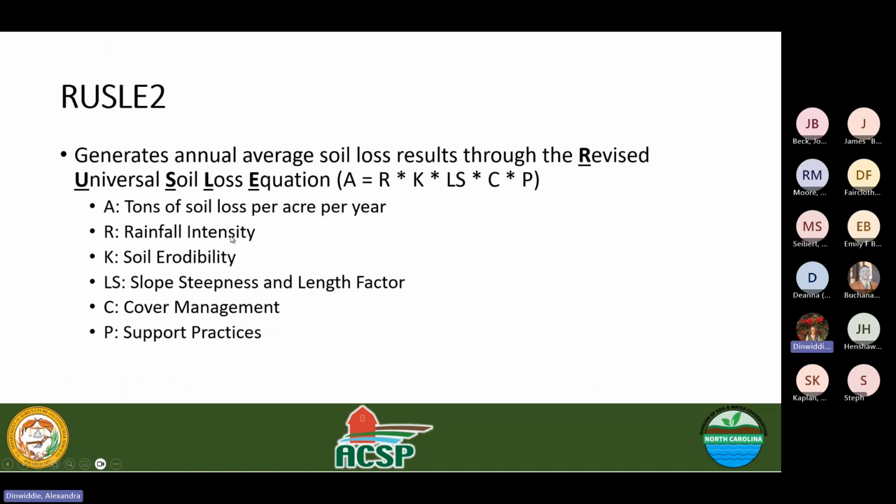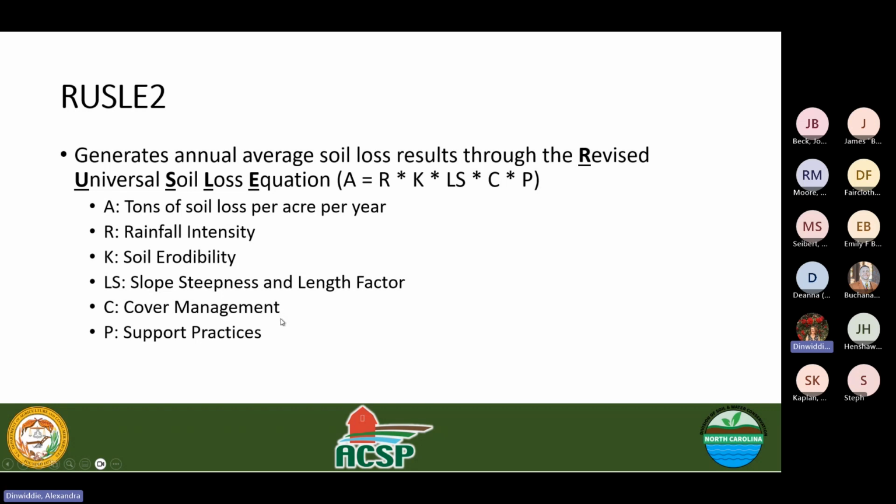Rainfall intensity is a factor within that equation. Soil erodibility is a factor within that equation. Slope steepness and length factor is a factor within that equation as well. And for most of these three, there's not a lot of things that you can do to change it. You might be able to do terraces or some sort of practice that can interrupt steepness or that length factor, but for rainfall intensity or soil erodibility, there's not much intervention that can be done to change what those values are.